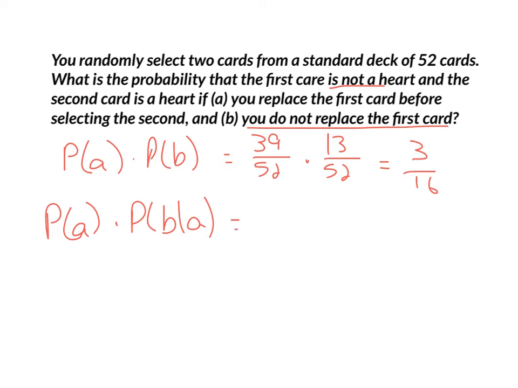has occurred because you're not putting it back. So the fact that you did not put the card back actually affects the second drawing, which makes it conditional. So the probability of A is still 39 out of 52, but here's the difference. Now, to get a heart, there's still 13 hearts in there, but there's just 51 cards in there because you did not put it back. So if you multiply those two, you get 13 out of 68.